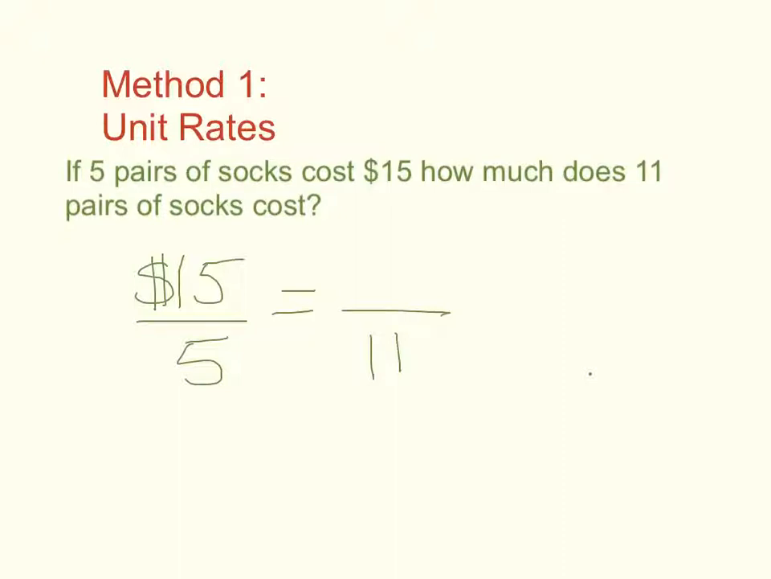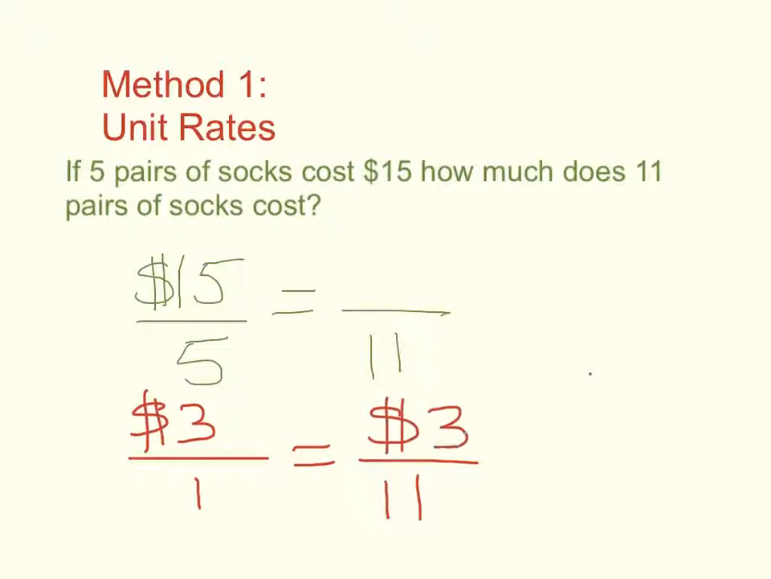$15 for 5 pairs of socks, the unit rate becomes, we're looking for 1 pair of socks, and 15 divided by 5 is 3. So 1 pair of socks is going to cost us $3. Now I can set up this equivalent ratio, and if 1 pair costs $3, how much does 11 pairs cost? So we're simply going to multiply 3 by 11, and it will be $33.